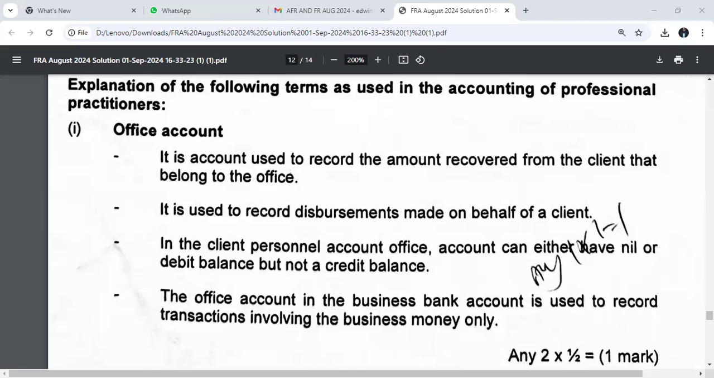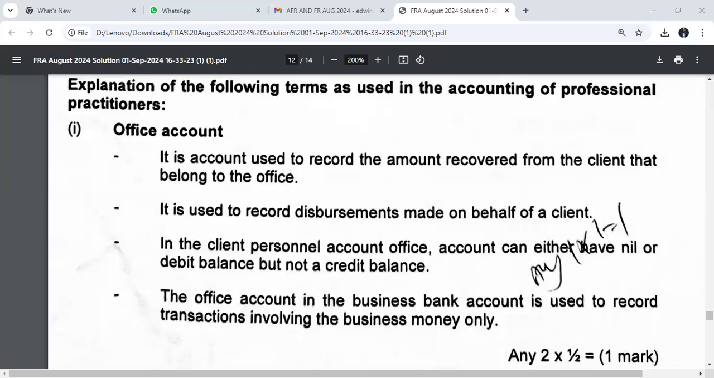I've already talked about that. What is a disbursement? A payment made on behalf of the client. So use it to record that disbursement. The office account can either have a nil or a debit balance, but not a credit balance.